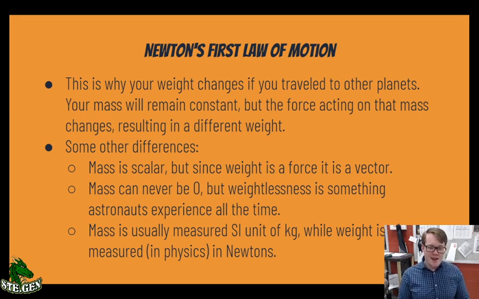The other way you can word this is that mass is a scalar, but because weight is being pulled downwards towards the gravitational center of wherever you're at, we would call that a vector. Mass can never be zero, but you can have weightlessness.